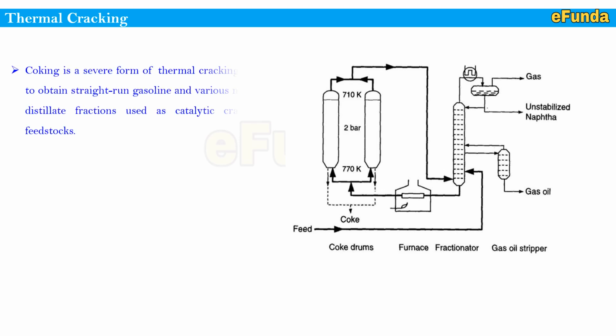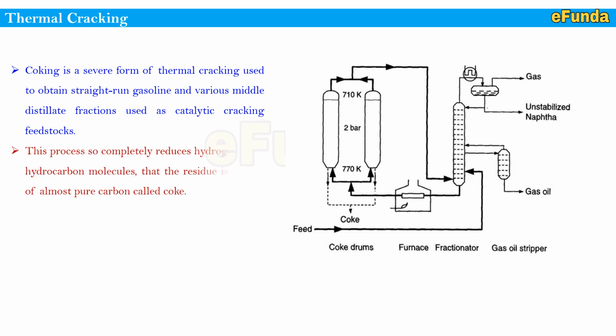Coking is a severe form of thermal cracking used to obtain straight run gasoline and various middle distillate fractions used as catalytic cracking feedstock. This process so completely reduces hydrogen from hydrocarbon molecules that the residue is formed of almost pure carbon called coke. This is how delayed coking is used as one of the thermal cracking methods, and the other method, hydrocracking, we will see as part of the next video of our series.